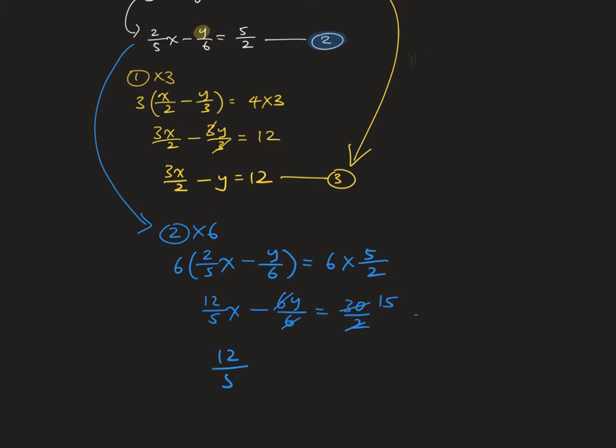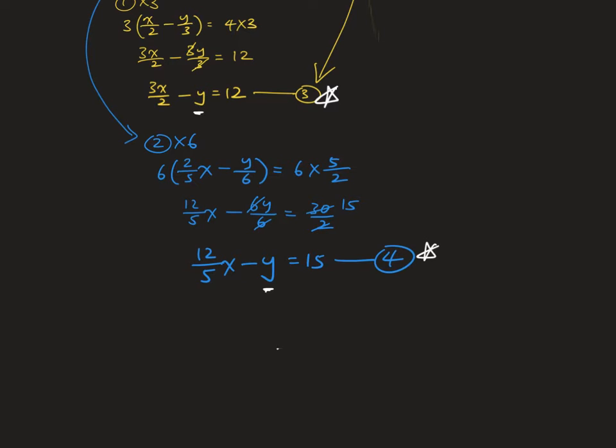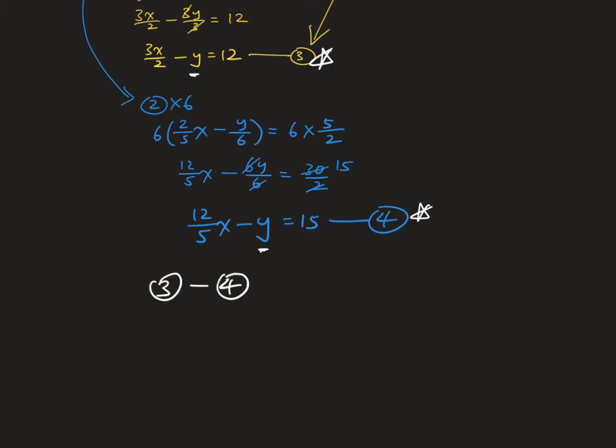And so let me rewrite that again. This is equation 4. Once again, equation 2 became equation 4. So now we are really solving equation 3 and equation 4. How do we solve it? Well, we can see very conveniently now that the coefficient of y is exactly the same. So when we have the coefficient exactly the same, we just take equation 3 and subtract equation 4 from it. Okay, so let's try that and see what we get.